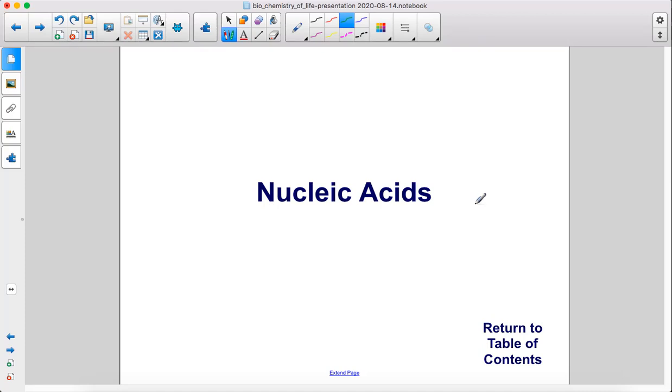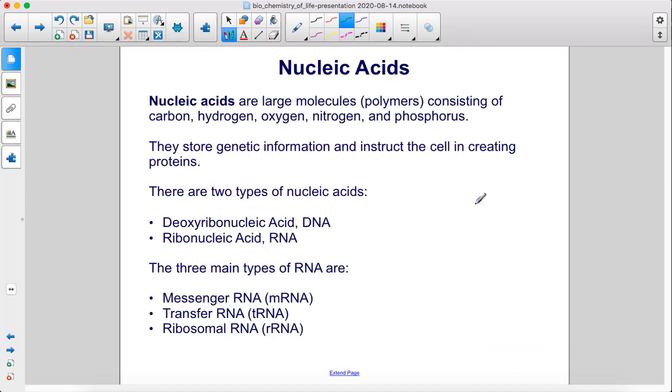Nucleic acids. Nucleic acids are large molecules, polymers, consisting of carbon, hydrogen, oxygen, nitrogen, and phosphorus. They store genetic information and instruct the cell in creating proteins.